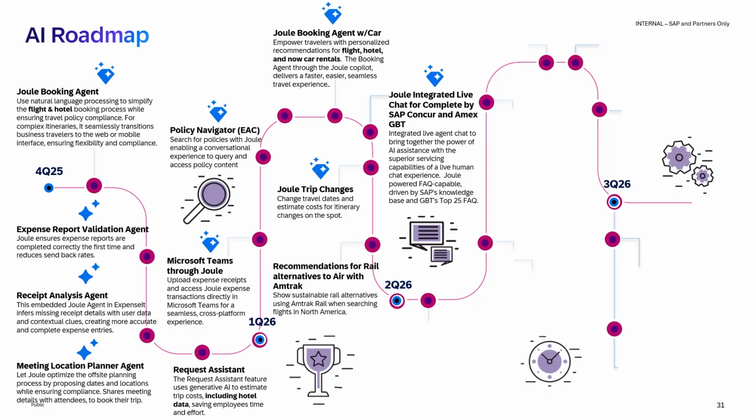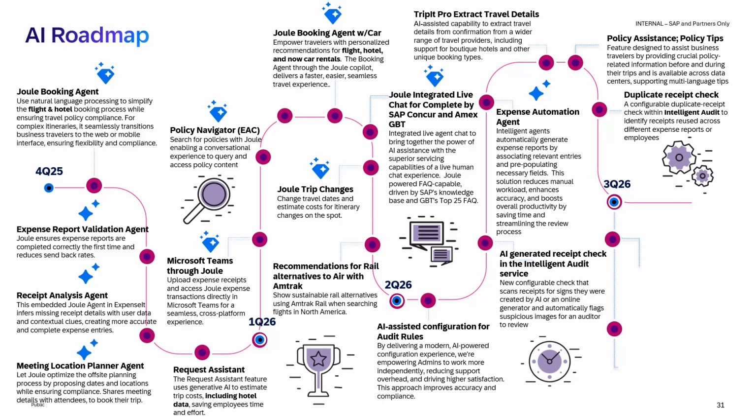And in Q1, we enhanced some of those capabilities and added even more. Most importantly, the Microsoft Teams integration through Joule, the Joule and Microsoft Copilot integration, Policy Navigator, which is currently in EAC, and the Joule Booking Agent, which was earlier available with flight and hotel recommendations, got enhanced with car rentals as well. Next, in Q3, we're going to be adding more of these capabilities, in Q2 before that.